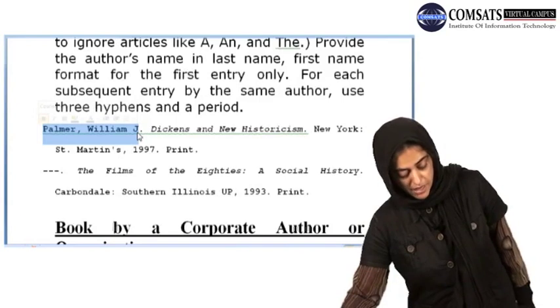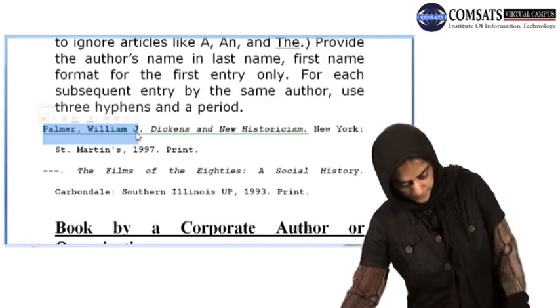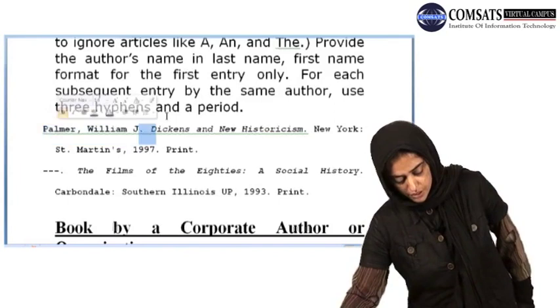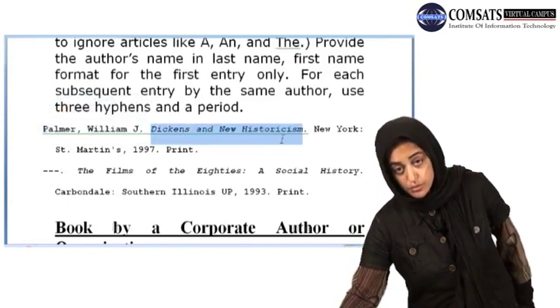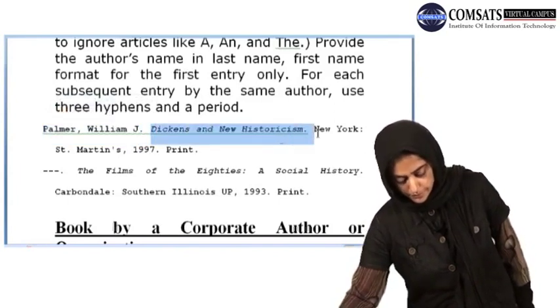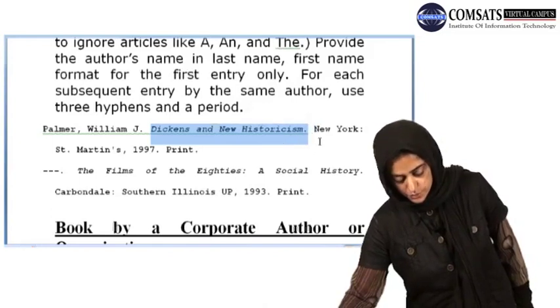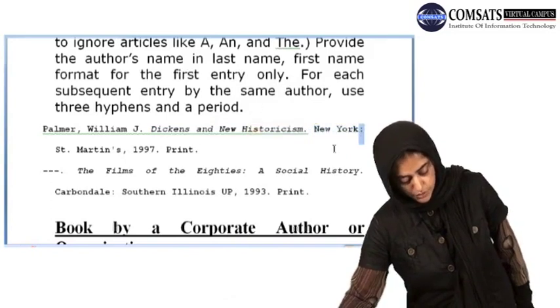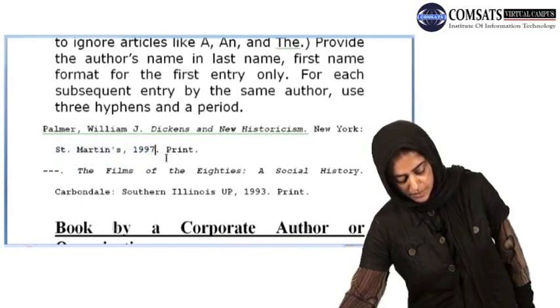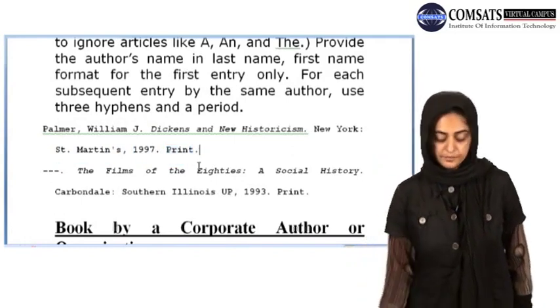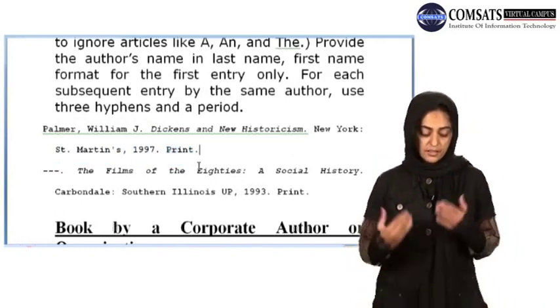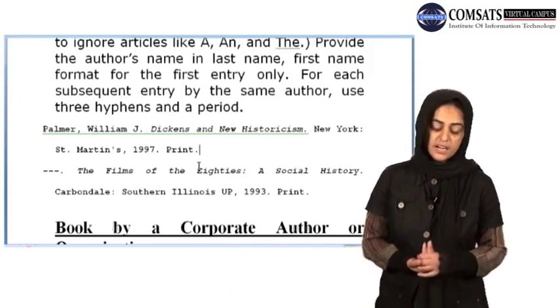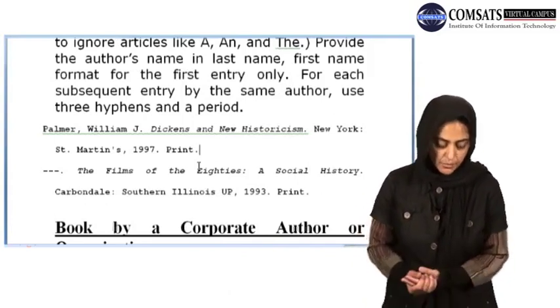Name of the author, Palmer, William J., then afterwards a dot, then the name of the book, then a dot, dear students, then the city of publication, New York, then a colon, then the name of the publisher, St. Martin's, then a comma, then the year of publication, then a dot, then the medium of publication, that is Print, then a dot.